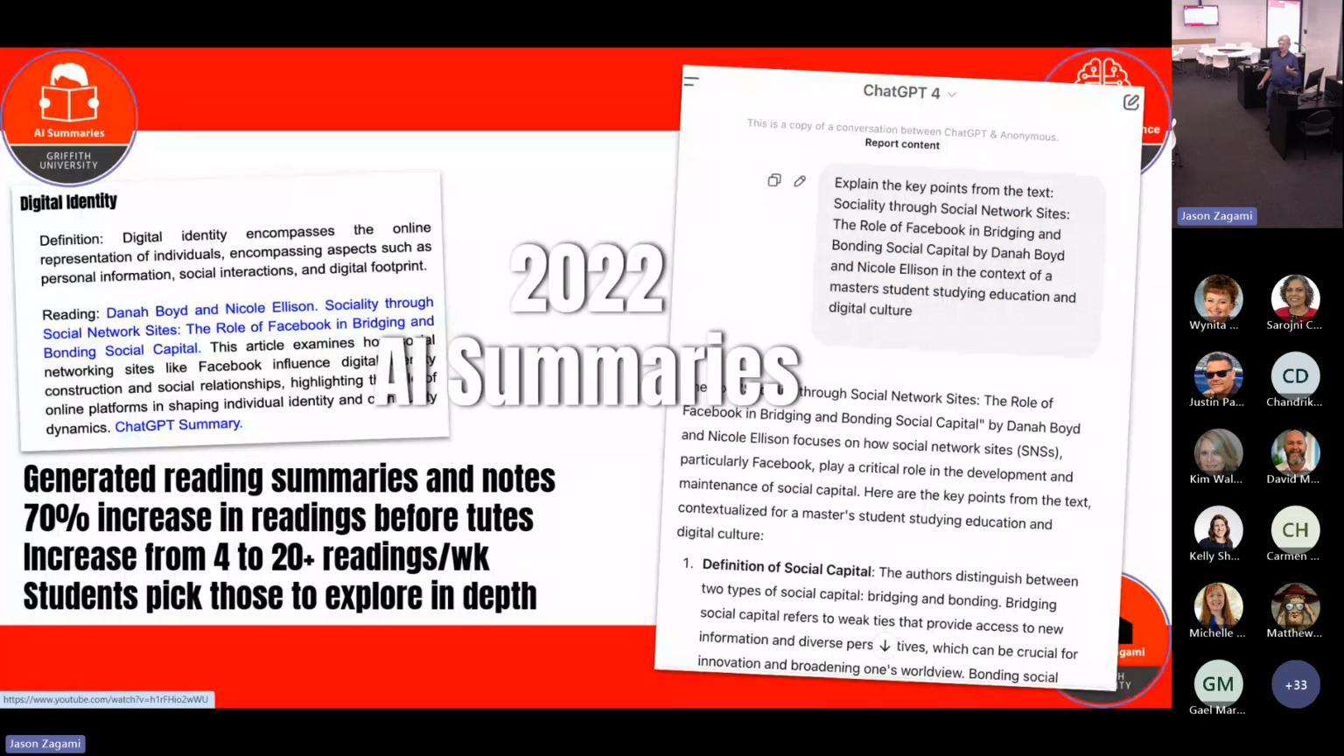So the first thing I did with ChatGPT was to develop AI summaries. So taking the course notes and producing a summary page of those notes. And likewise for the readings, taking the readings that they would have to do, and normally, particularly for the master's courses, we would have 4 or 5 readings a week, and we would go through those during the tutorials.